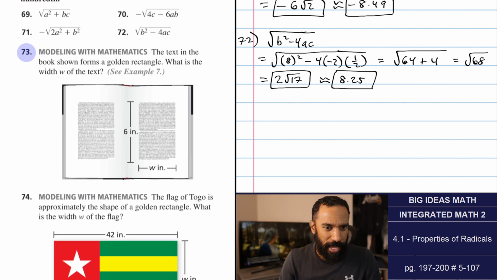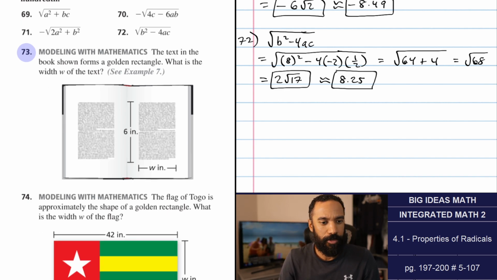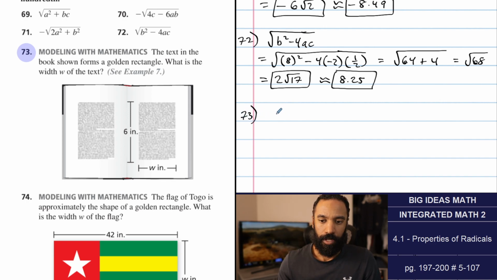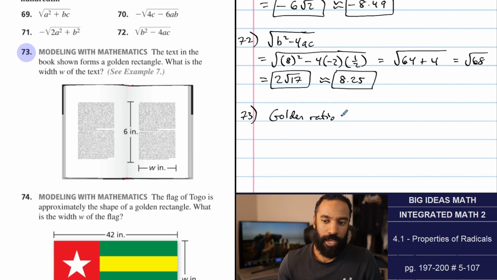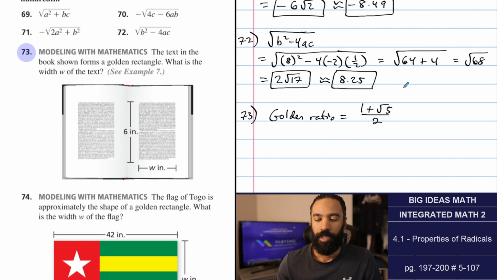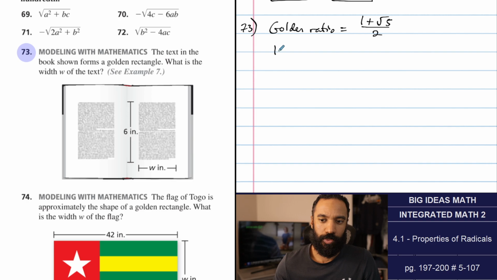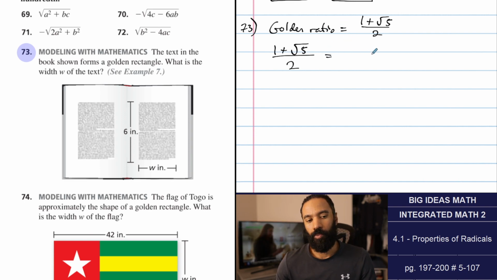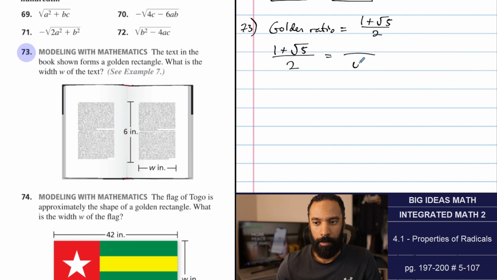73. I hope I don't have to read that. The text in the book shown forms a golden rectangle. What is the width W of the text? So your golden rectangle ratio, your golden ratio, is 1 plus root 5 over 2. So when we use 1 plus root 5 over 2, that is the length to the width. 1 plus root 5 is larger than 2. So the width is the unknown. That's our W. That should be equivalent to there. And this is 6. So that's our setup.